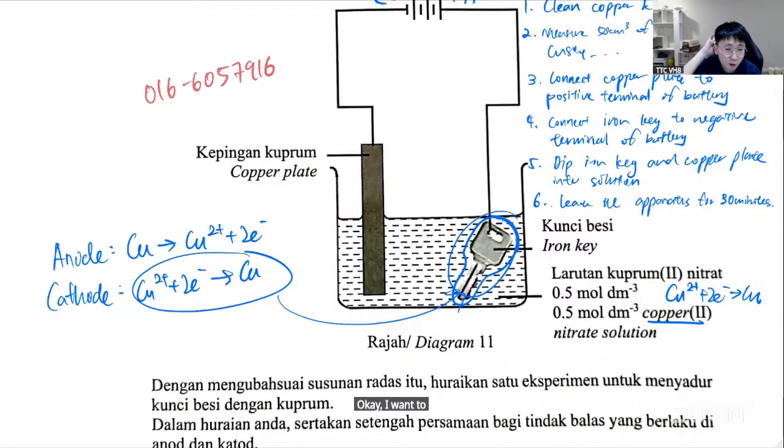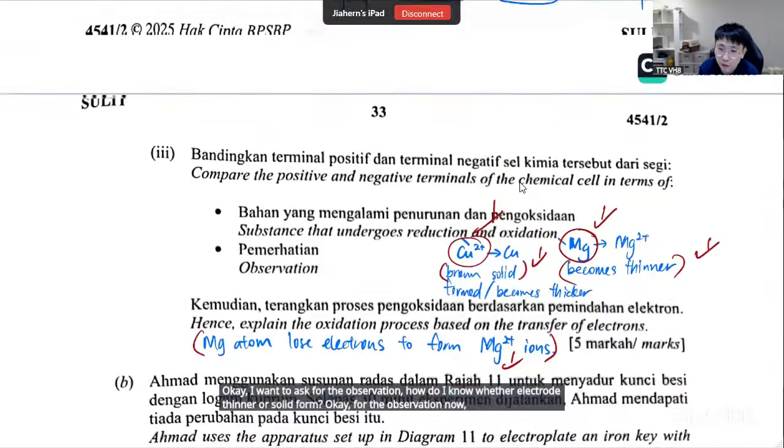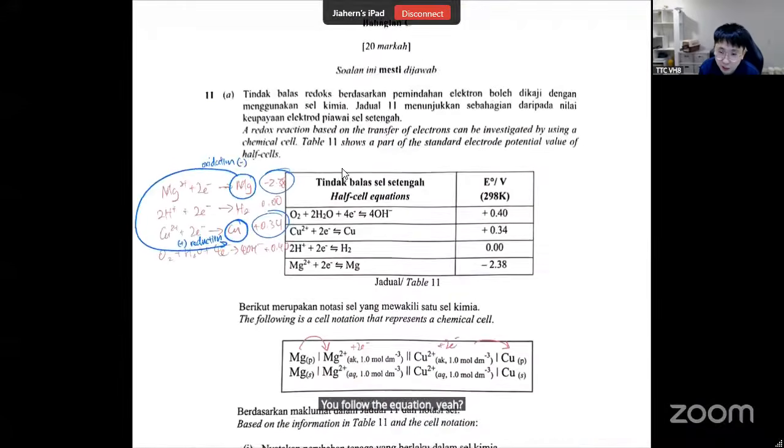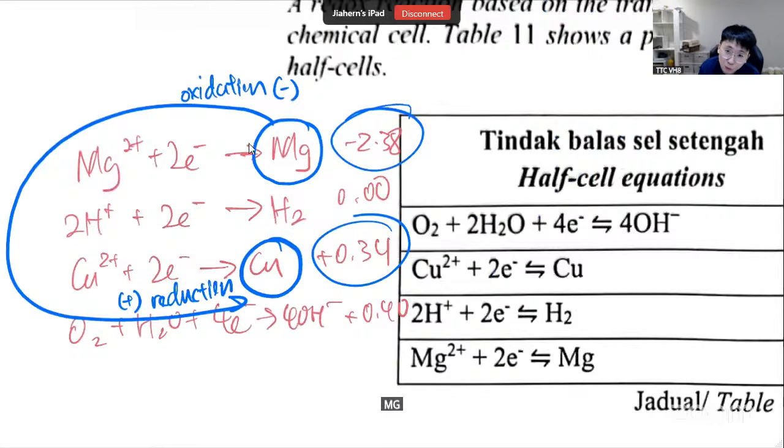Okay, I want to ask for the observation: how do I know whether the electrode becomes thinner or a solid is formed? For the observation, you follow the equation. Based on the equation, Mg oxidation becomes Mg2+. When an atom becomes an ion, it is dissolving, so it becomes thinner. But when an ion becomes an atom, it is forming a solid, so it becomes thicker. So you look at ion or atom. Ion is in solution, atom is solid. Unless it's a gas, like H2, then it has nothing to do with thicker or thinner. You just say colourless gas bubbles released.